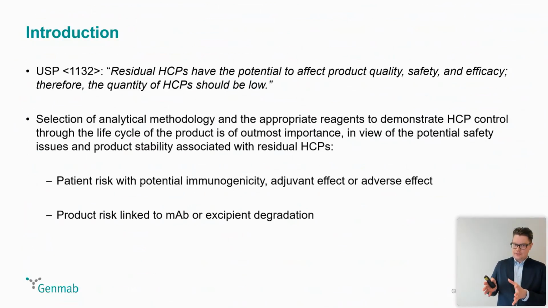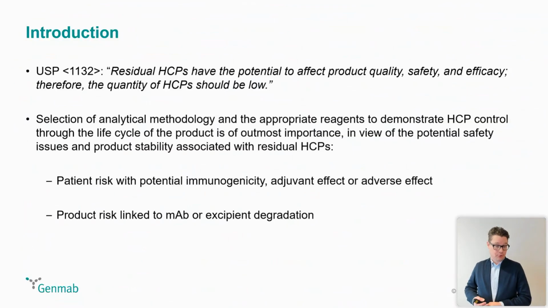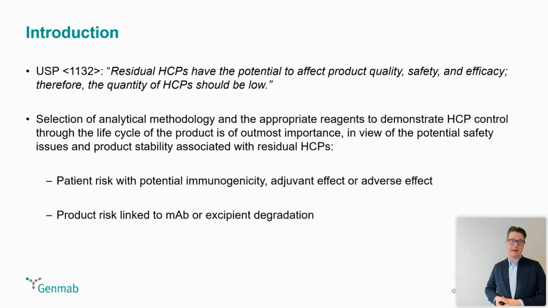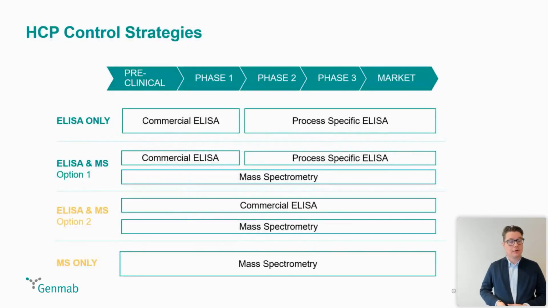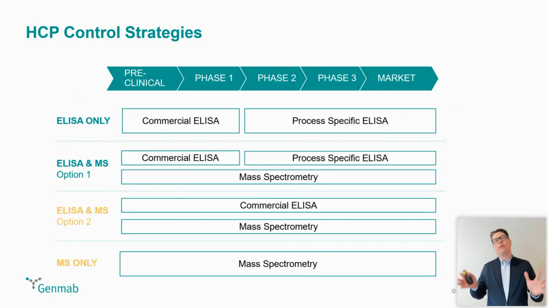This is associated with the fact that residual HCPs have a certain risk for patients: potential immunogenicity and adverse effects. But there are also risks for the product itself, in this case mAbs, such as mAb stability and even excipient degradation. So at Genmab we had a discussion around how to control HCP, and here is a very overall schematic of different ways to control HCP.